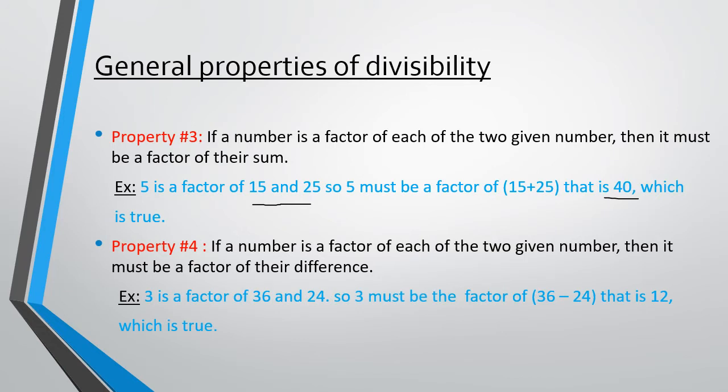Now I have considered numbers 36 and 24. Now 36 and 24 are divisible by 3. According to the property, when you subtract 24 from 36, that is, when you find the difference between 36 and 24, that answer should also be divisible by 3. Alright, so here the difference between 36 and 24 is 12, and we all know that 3 is a factor of 12 as well. 12 can be divided by 3. So hence the property is proved.